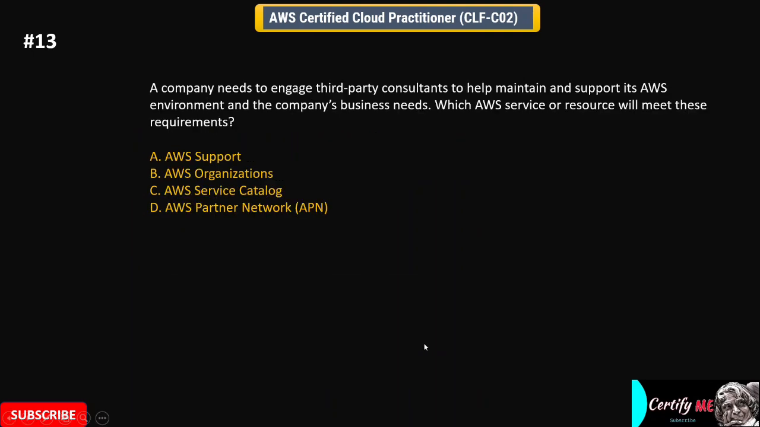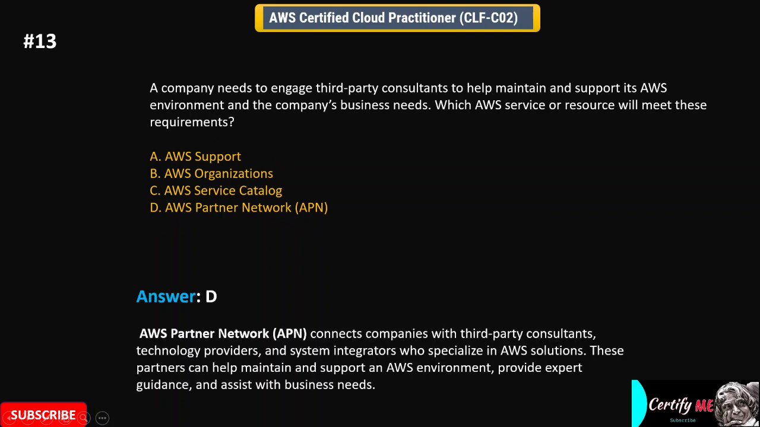Next question. A company needs to engage third-party consultants to help maintain and support its AWS environment and the company's business needs. Which AWS service or resource will meet these requirements? Option A. AWS Support. Option B. AWS Organizations. Option C. AWS Service Catalog. Option D. AWS Partner Network. The correct answer is option D. AWS Partner Network.